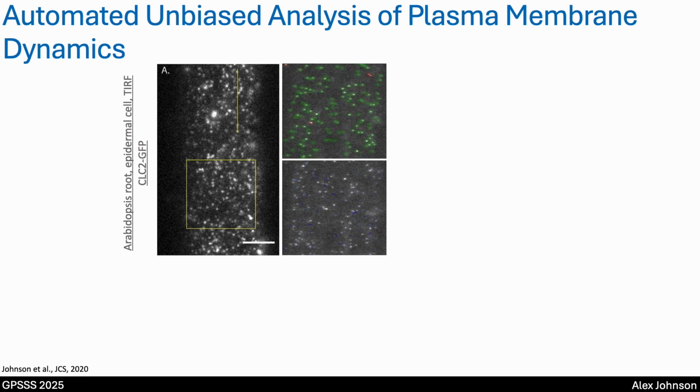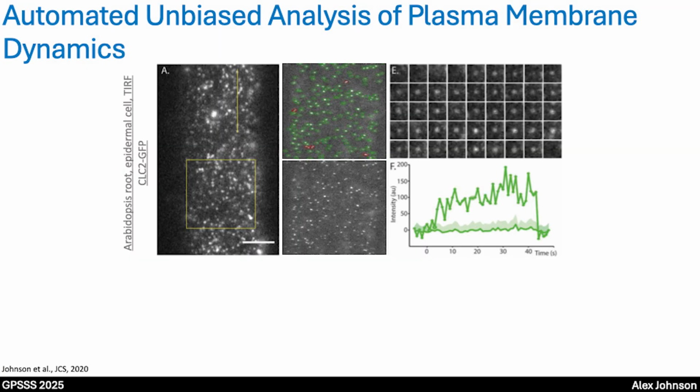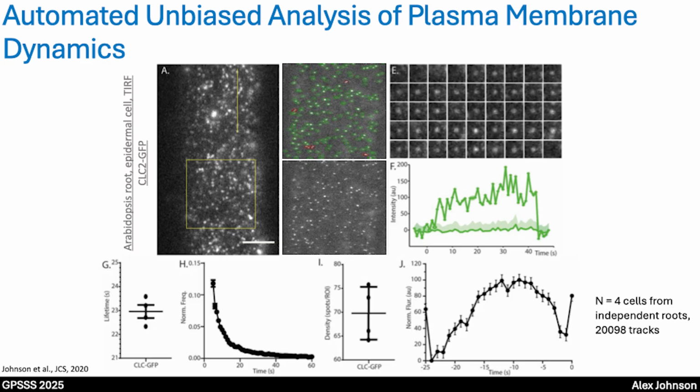Then we can link these together and create track histories. It's not the most exciting tracking because they're quite static, but we can pull out individual events and see what these proteins are doing on the cell surface. And because this is automated, we can get highly accurate numbers of their lifetimes and densities on the cell surface, which tell us about recycling defects, and most importantly, the average behavior of this protein on the cell surface.